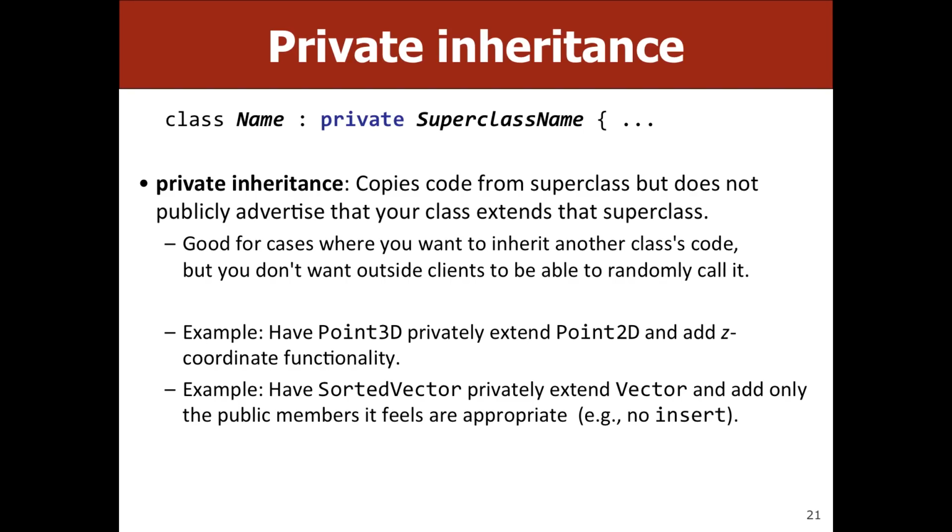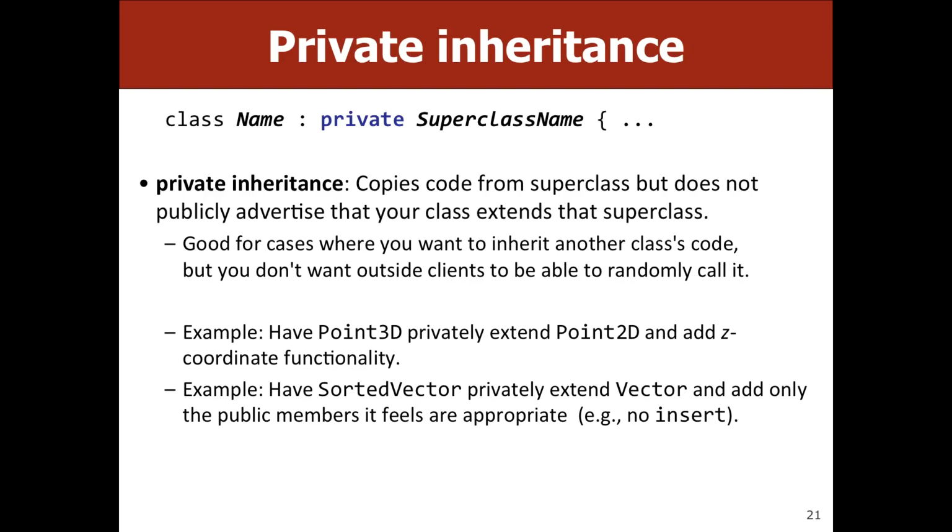Remember when I said that you had to have class lawyer, public employee? So that's public inheritance, which means that the client can call any of the employee methods on a lawyer object. Private inheritance means you get all of the code, but you don't get the methods, if that makes sense. So if we were to have class lawyer privately extends employee, you wouldn't be able to call all the employee methods on the lawyer object unless the lawyer object explicitly defined those methods.